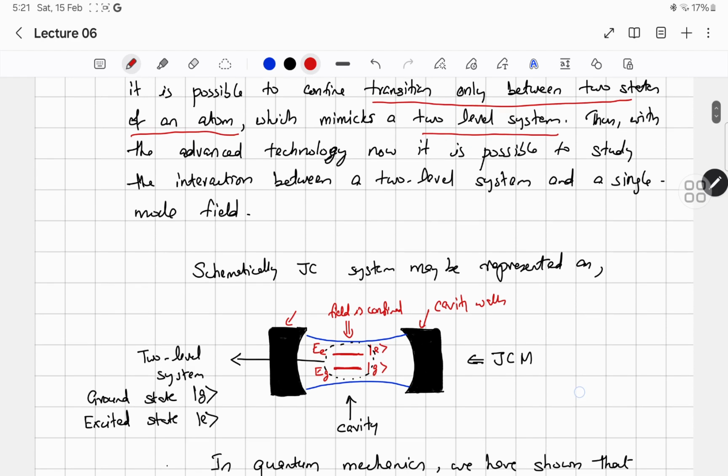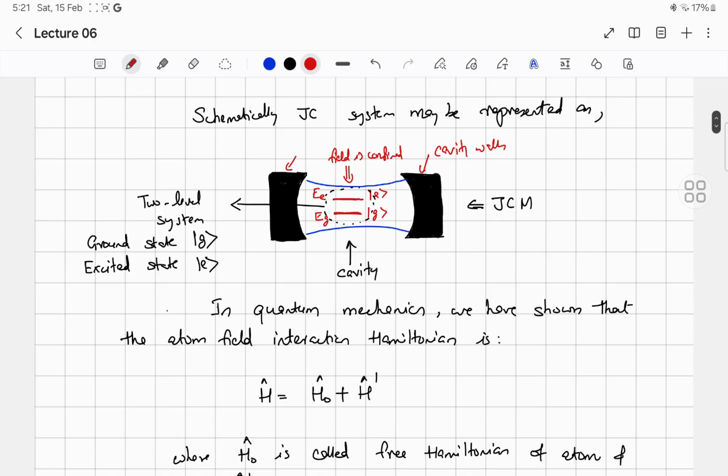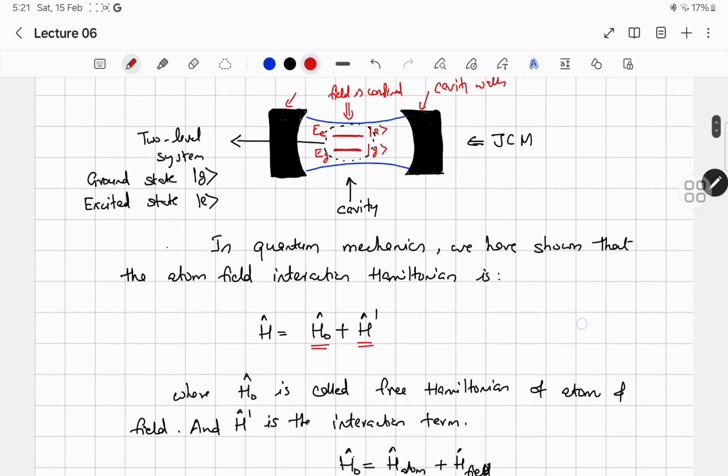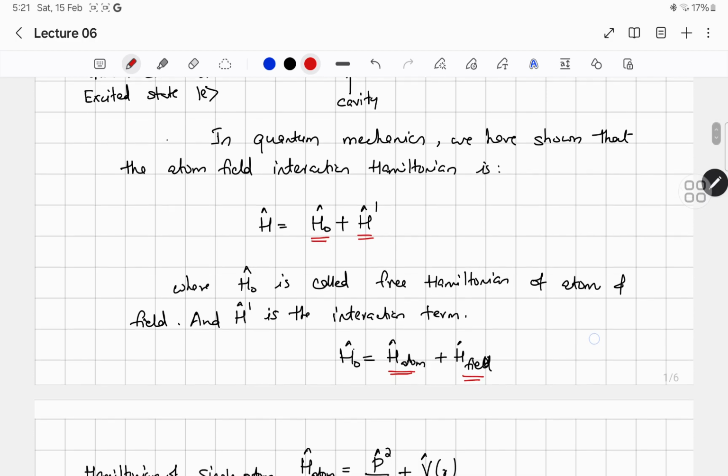In order to derive the Hamiltonian for the system, we have to start with the atom-field interaction. We have seen that the atom-field interaction Hamiltonian can be split into two parts: the free Hamiltonian of the atom plus the free Hamiltonian of the field, plus the interaction between the atom and field. So H0 will have two parts, the free Hamiltonian of the atom plus the Hamiltonian of the field.